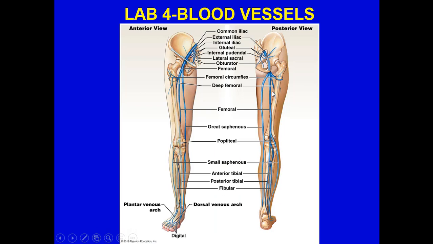You can see some of this if you look on the back end here. You have the femoral vein here. You have the popliteal back here. You have also the greater saphenous up through here. The deep femoral right there. Okay. Anterior, posterior tibial, fibular. Okay.